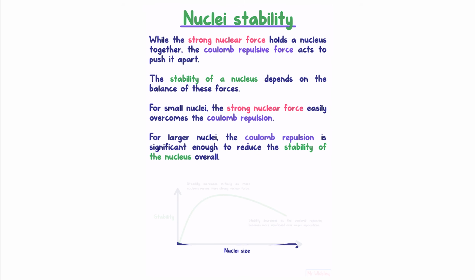And so if we were to graph the nuclei size against the stability, we see that the stability increases initially, as more nucleons means more strong nuclear force. However, the stability decreases as the Coulomb repulsion becomes more significant over large separations.